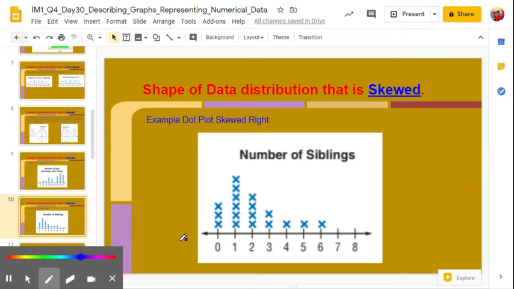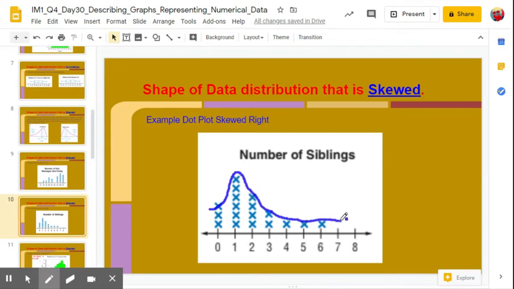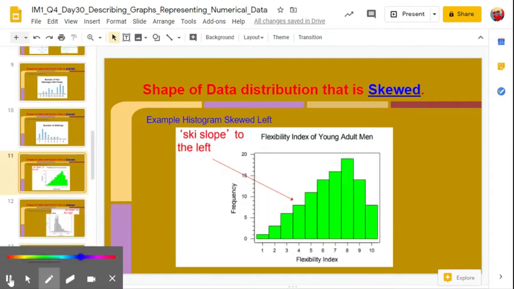Here's another dot plot, number of siblings in the family. So you have a lot of families with 0, 1, or 2, and then the larger families are not as many. So this is skewed to the right, where there's only a few with 4 or more. Those are spread out more versus the cluster here of families with no siblings or 1 sibling or 2 siblings and so on.